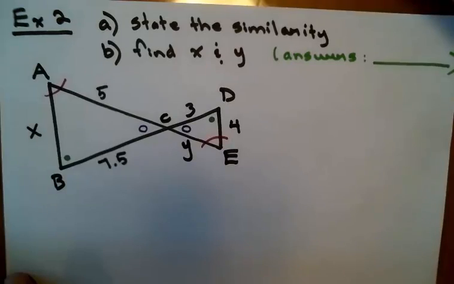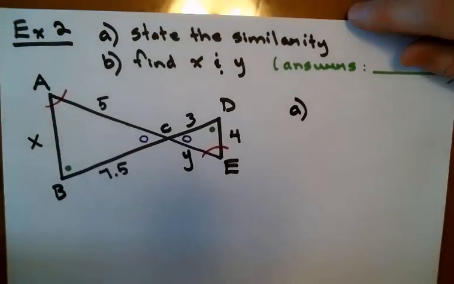I'll leave you with this example to try here. So again, 2 similar triangles. You have to do the following. State the similarity in part A, and then in part B, find x and y. So refer to what we did in example 1. Pause the video, try it, and then after, check your answers with the video. Okay, here are the answers.